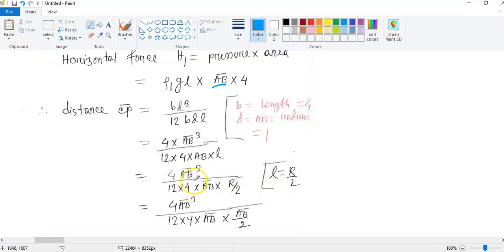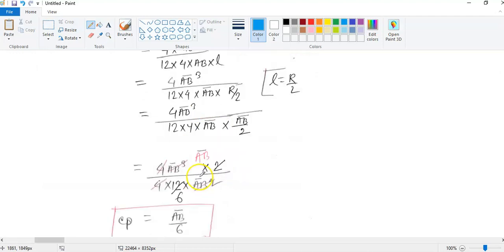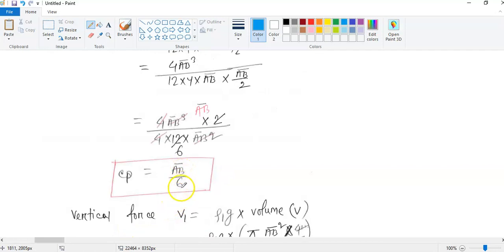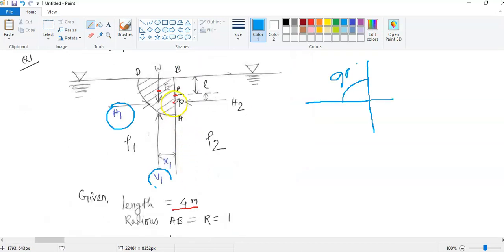Okay, so if we simplify this, I believe I actually don't need to explain this. It will only increase the length of the video. If we simplify this, then we will get the center of pressure distance. It is AB over 6. Now we got that distance between the centroid and the center of pressure. We got the horizontal force.